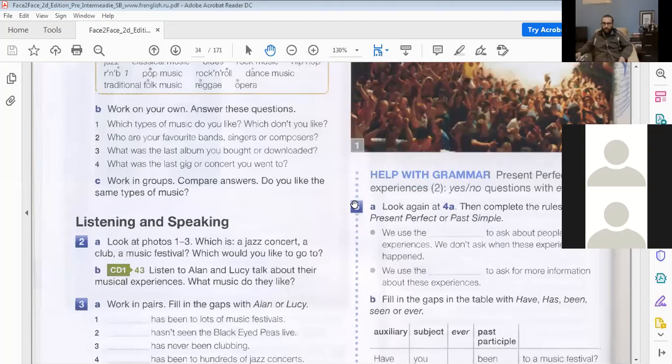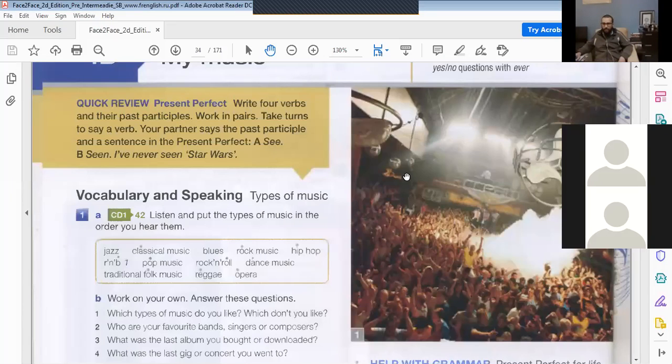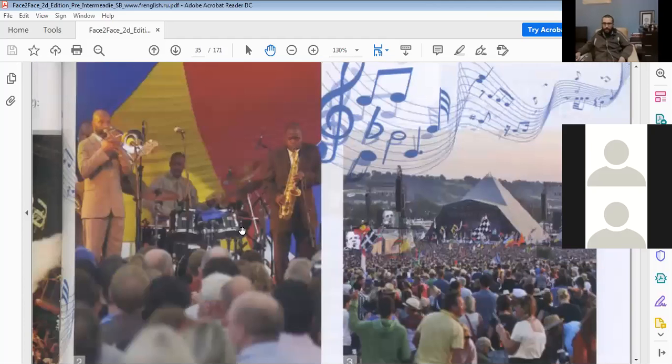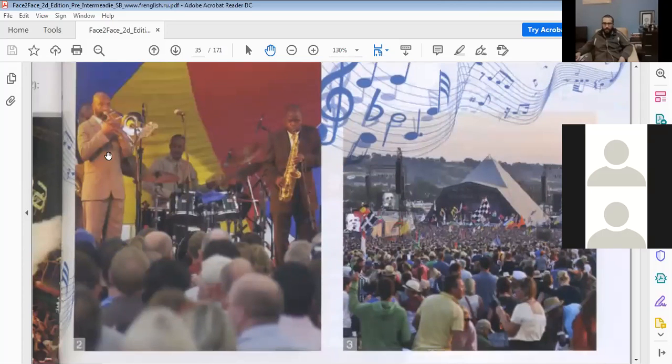Okay, so this is photo 1. Can everybody see photo 1? Here, can you see it? Number 1. Yes. All right. Let me show you photo 2 and 3. Can you see photo number 2? Here. Can you see it? Yes. And can you see number 3? Yes. Okay.